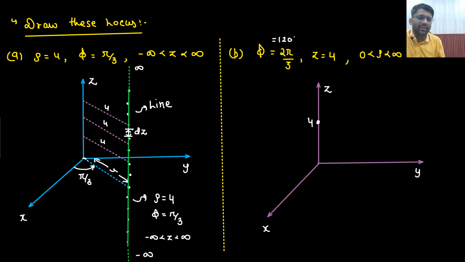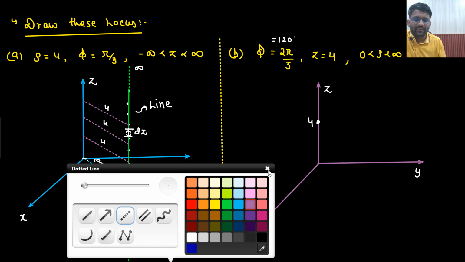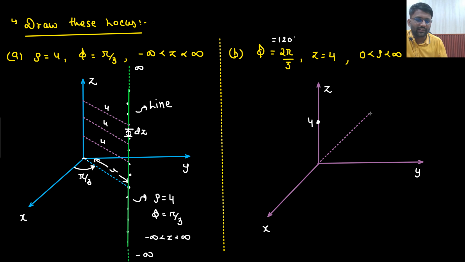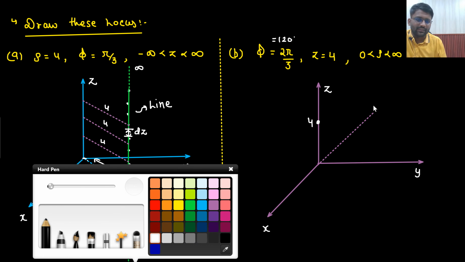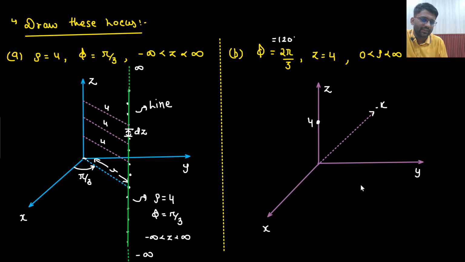So we need to make the minus x axis as well. So I have made the minus x axis as well. So how much angle are we talking about? We are talking about a 120 degree angle. Right? And the value of z is also fixed.